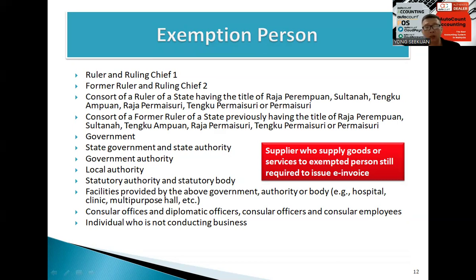Usually I teach my customers there is no need to refer to what kind of business or person needs to implement something. Normally I always go to the exemption list. If the person or the business is not under this exemption, basically you need to implement the invoice. The most famous one we know is the government. The government has no need to implement the invoice. But on the red box there, if you supply goods and services to this kind of exempted person, you still need to issue an invoice.